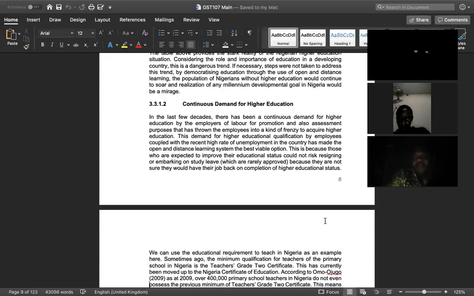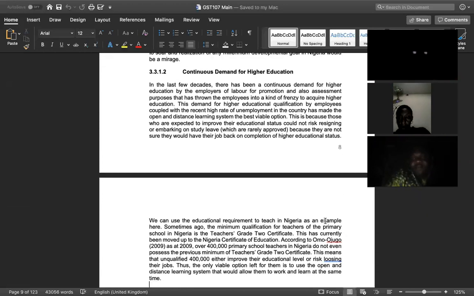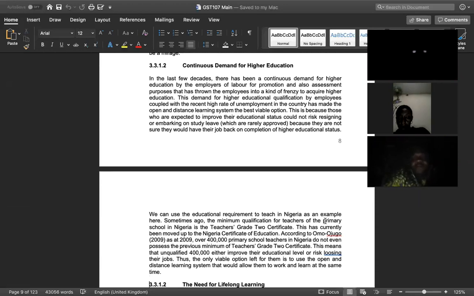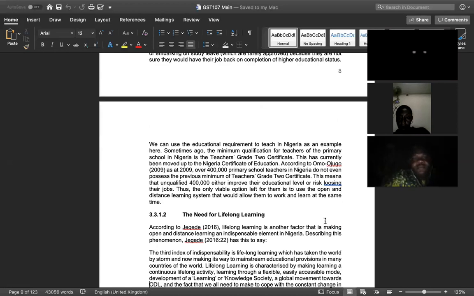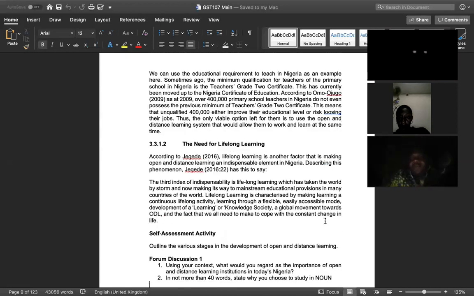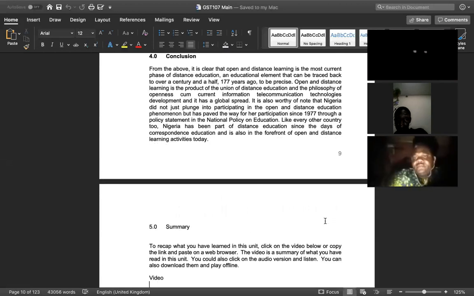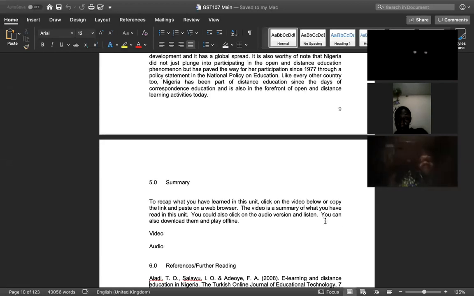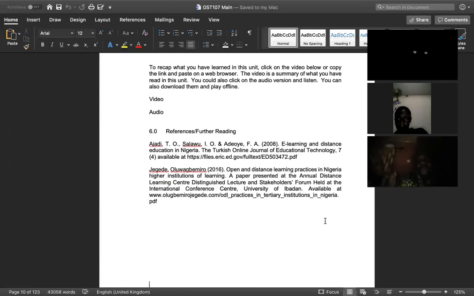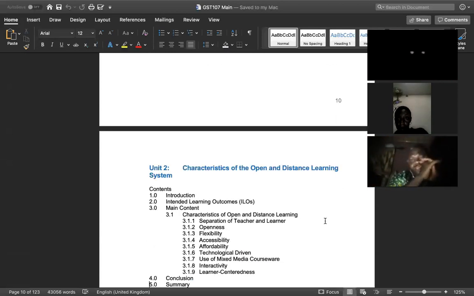So demand of education by employers, people are not ready to resign to go to school. So open education became their best alternative option. Lifelong learning. So those are the three factors that are actually driving the existence of the open system of education.